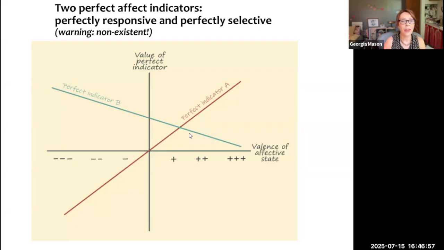that behave like this. Perfect indicator A just steadily increases the more and more positive an animal state is. Perfect indicator B steadily declines the more and more positive an animal state is. Every single data point falls on both of these lines. It's perfectly responsive, these indicators, and they're perfectly selective. Well, dream on, there is no such indicator, but that's okay.